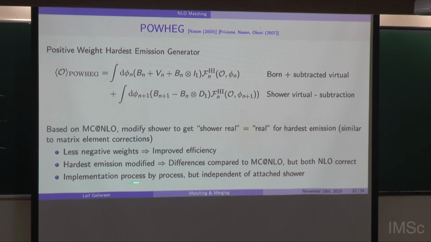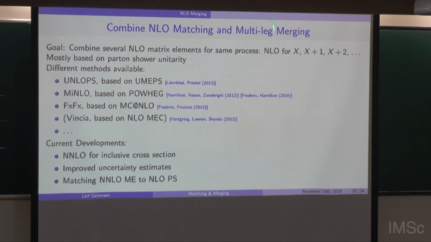And the implementation here, since you do this correction, is process by process, because this is process dependent. But the advantage then is that it's not shower specific. So you can implement the first emission in the method, and then you can attach whatever shower you like, basically.